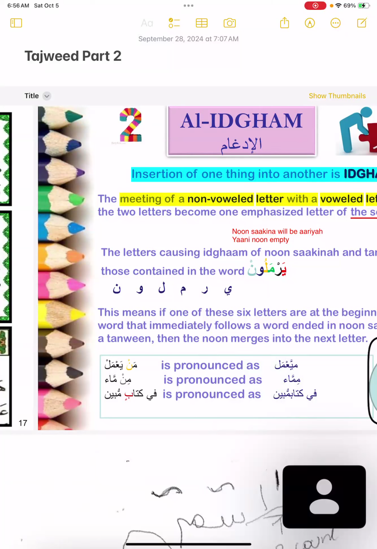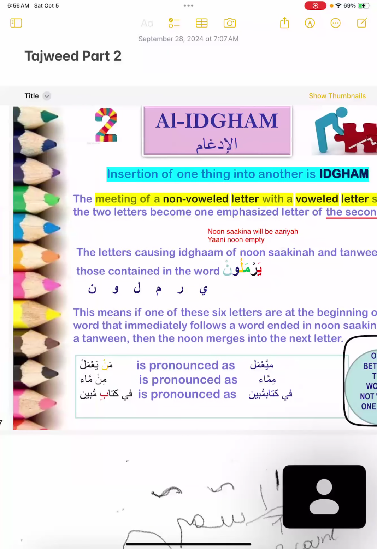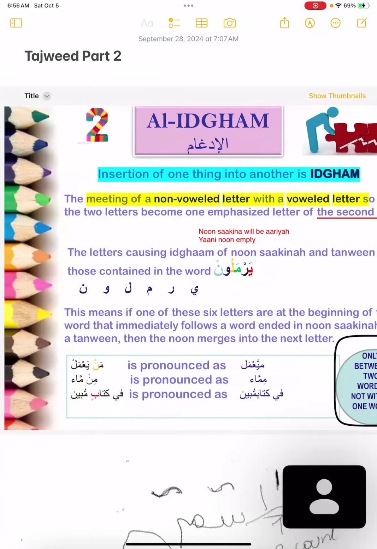Bismillah ir-Rahman ir-Rahim. Today's topic is the next rule of Nun Sakin and Tanween, and this rule is the rule of Al-Idgham. Idgham, the meaning of Idgham is to merge. Literally, the meaning is to go ahead and merge.